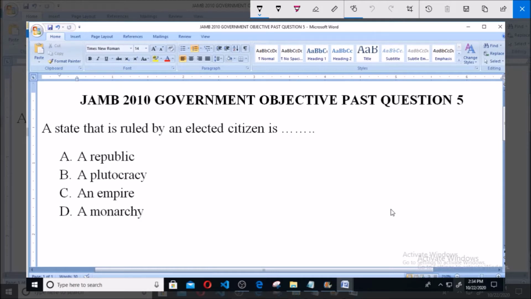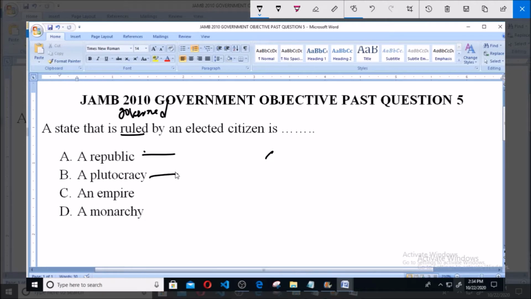The question says, a state that is ruled by an elected citizen is dash. A state that is ruled by an elected citizen is dash. It simply means that a state that is governed by an elected citizen, that is a state that elects its leader by citizens, is called dash. A, republic.